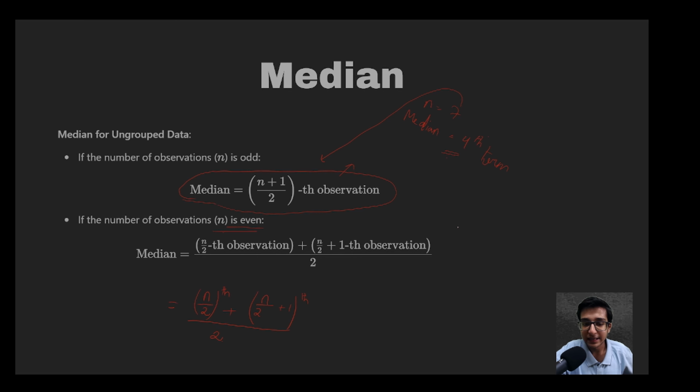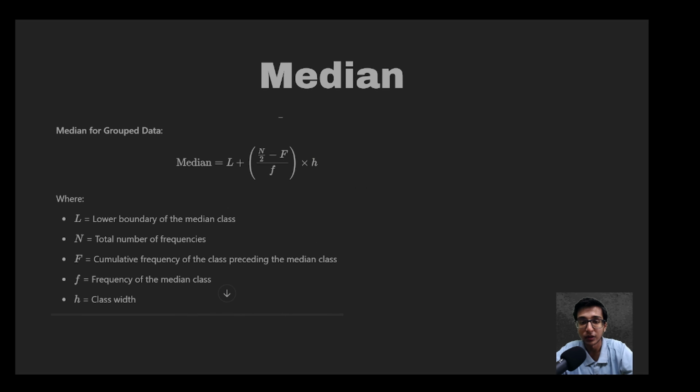So let's say a data set of 5, 6, 7, 8. Let's say these 4 are our data set, where n is equal to 4. To find the median of this, n is 4, so 4 by 2 would be the 2nd observation plus the 3rd observation, upon 2. What is our 2nd observation, which is 6, and the 3rd is 7, so 13 by 2. This would be our median. That is how median for even numbers is calculated.